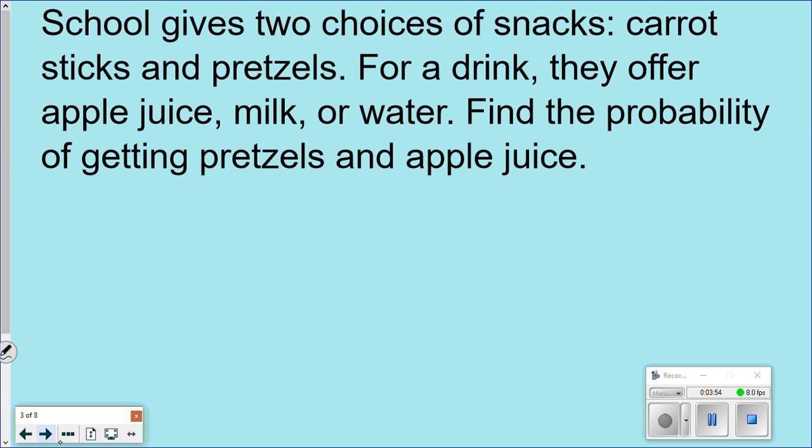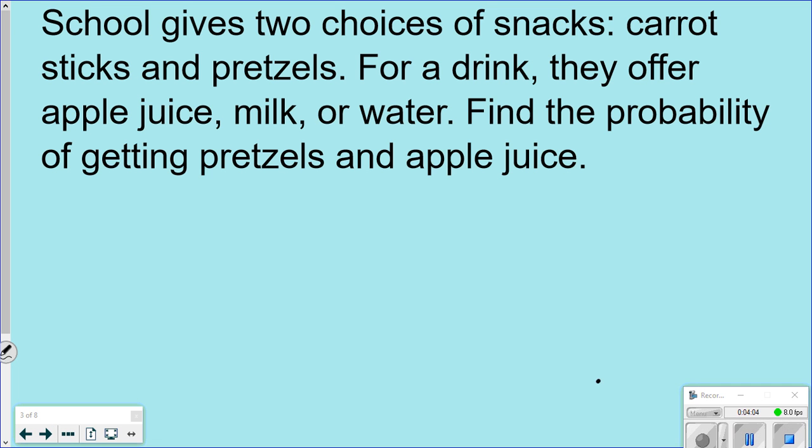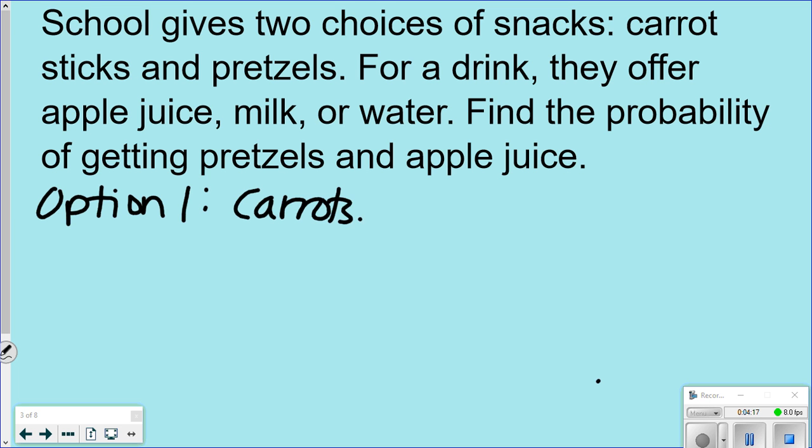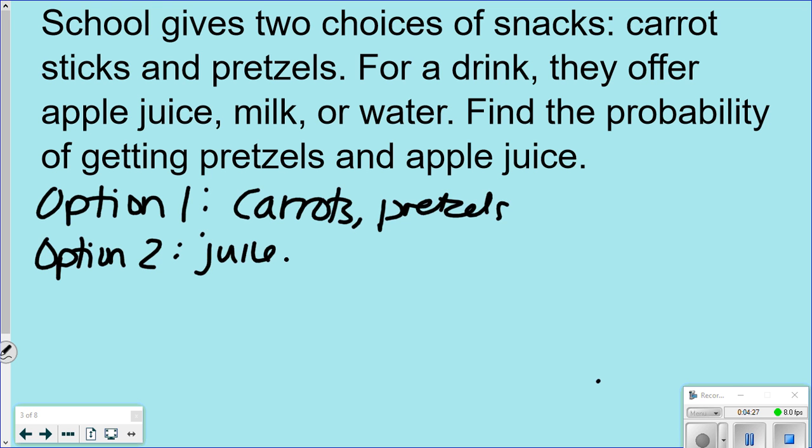So let's practice one, shall we? Okay, so here's an example. If you want one in your notebook, here's one to get in. You don't have to write it all out. You could do this. Option 1, carrots and pretzels. Option 2, juice, milk, water.